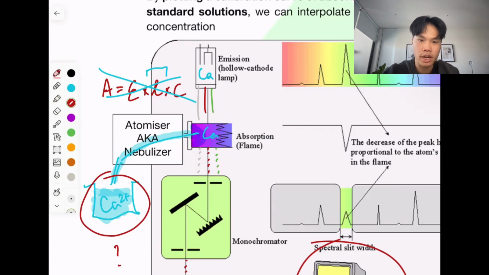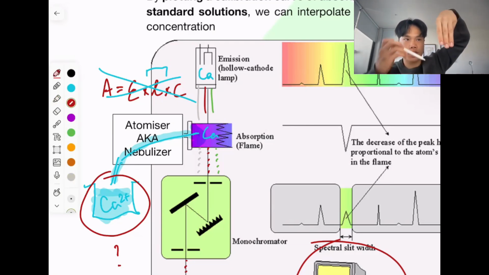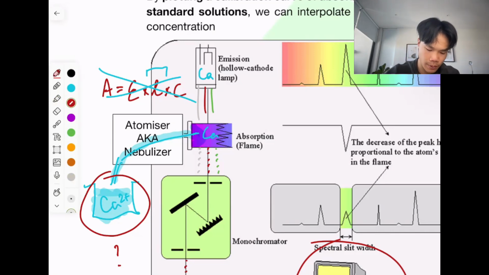And some of the calcium may not be excited yet. So we're looking at how much of that light gets absorbed from this specific beam, and it might trickle down to be a little bit less as we see here. But yeah, I do agree. Calcium would probably also be excited from the flame itself. So why does it not affect the results?